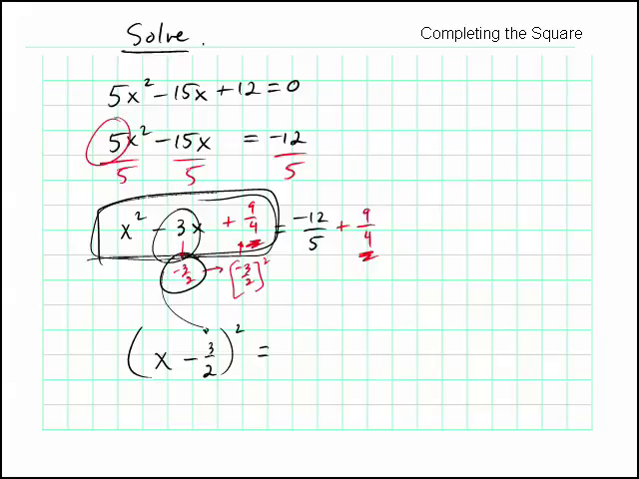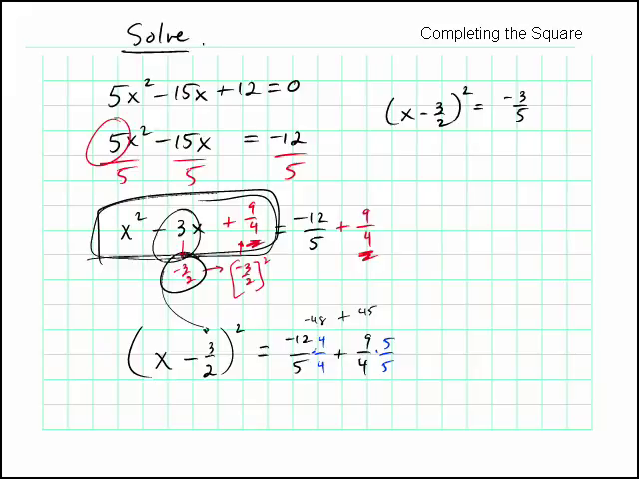On the right side, we have to add those fractions together. So the common denominator would be 20. I multiply this by 4 over 4 and this one by 5 over 5. x minus 3/2 squared will equal negative 48 plus 45, which looks like negative 3/5.